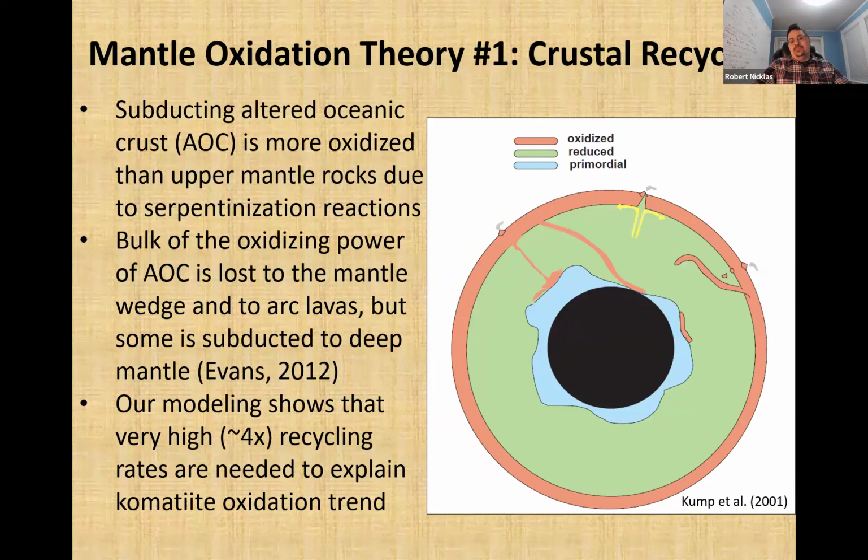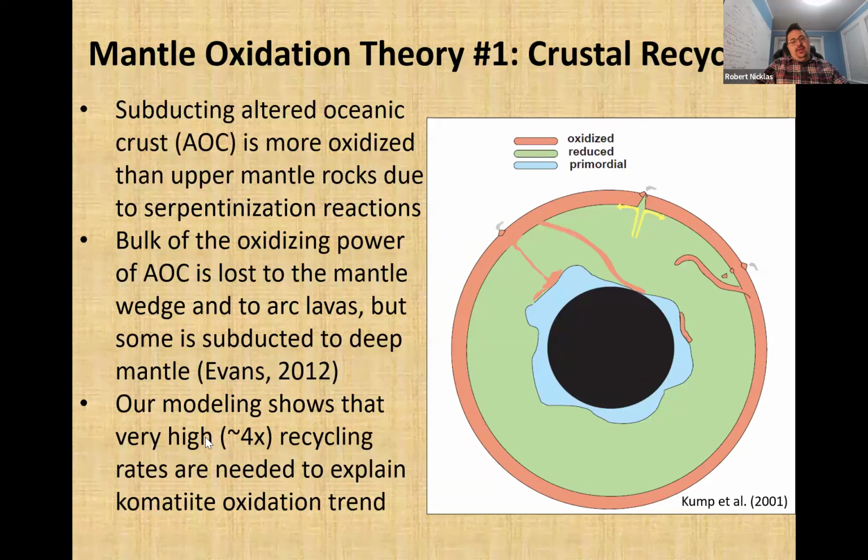There's a couple of problems with this. We did some calculations. We know for a fact that the bulk of the oxidizing power of altered oceanic crust, most of the oxidants from the surface, is lost to arc lavas. How do we know this? Arc lavas are more oxidized than any other lavas on Earth. Arc lavas show oxygen fugacities up to +3 FMQ, and that's thought to be because of the introduction of oxidants from the subducting slab into the mantle wedge. We do, however, know from mass balance that some of these oxidants do reach the deep mantle, but not all of them.